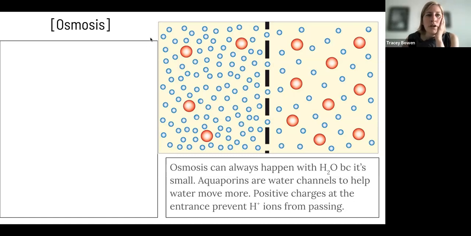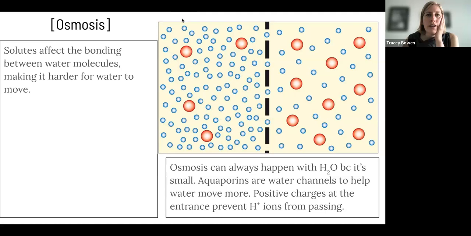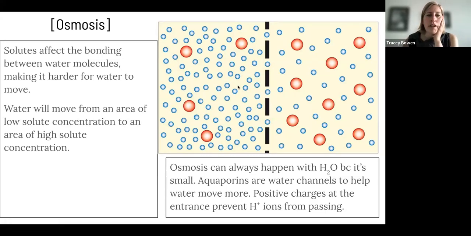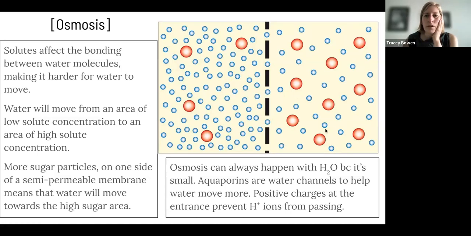And the way that osmosis works is that if we have more solute in the solution, so that might be like more sugar, more salt in the solution, then the water molecules are affected by those solute molecules, and it's going to make it harder for water to move. So water is going to move from an area of low solute concentration to an area of high solute concentration. So if we had more sugar molecules on one side of the membrane, then through a semi-permeable membrane, the water is going to move from the low sugar area to the high sugar area.